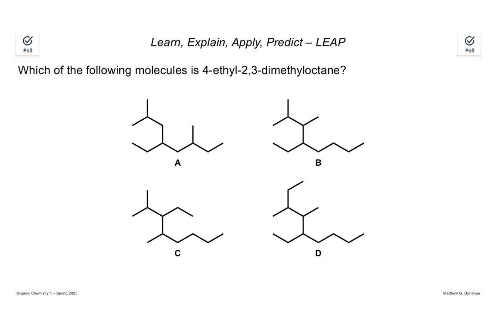Which of the following molecules is 4-ethyl 2,3-dimethyl octane? So again, breaking down the name, you're looking for 8 carbons in the longest chain. So there's the parent octane. Notice the substituents, E comes before M, and then the numbers are just where they're located on the chain.